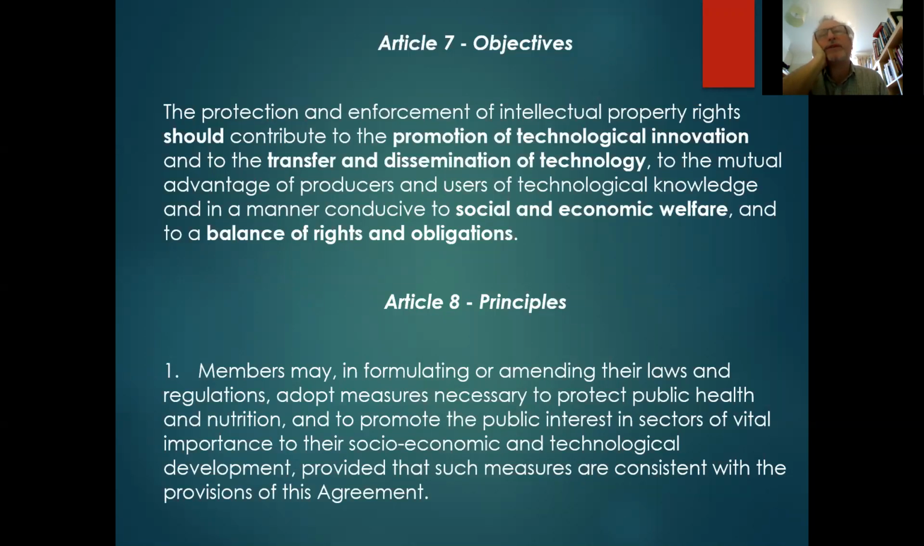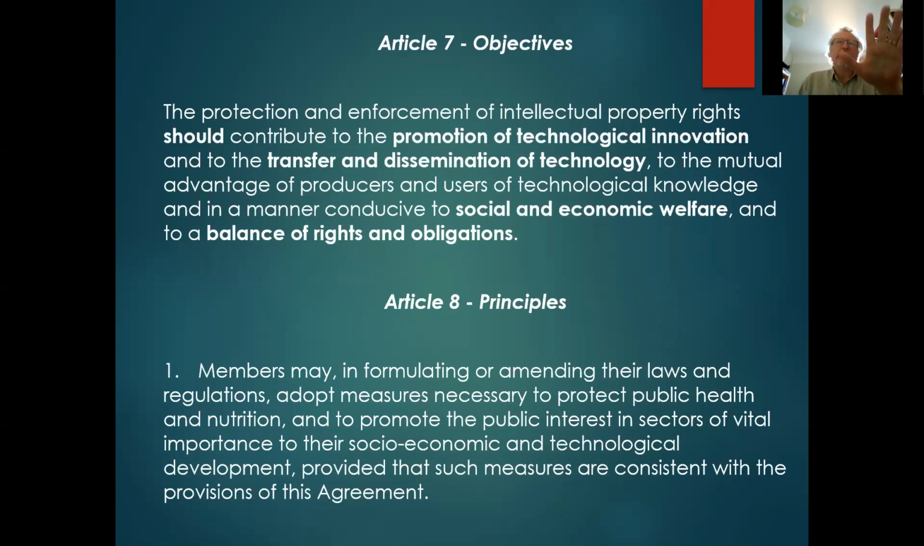Okay, now it's sometimes said that much of the language of TRIPS reflects a compromise in the input of negotiators from the United States and the European community. But there are certain articles where developing countries had quite a big say. And Article 7, the objectives, reflects this idea there should be some kind of a balance. So on one hand, you have the protection and enforcement of IP rights.